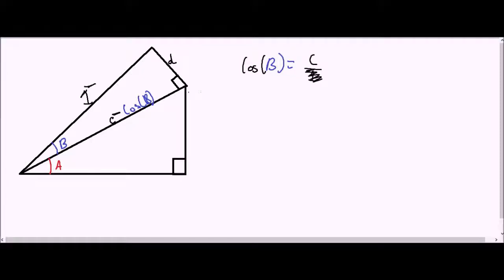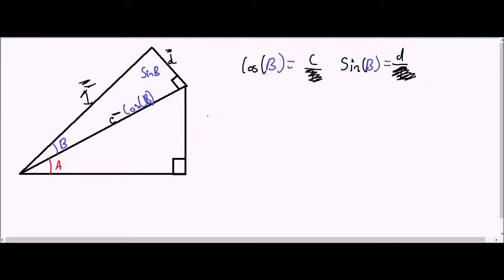For D, we know we're going to use the sine identity. So sine of B is equal to, well, sine is equal to opposite over hypotenuse. So it's going to be D over 1. And again, because it's divided by 1, we can basically ignore it. And we know that D is equal to sine of B.